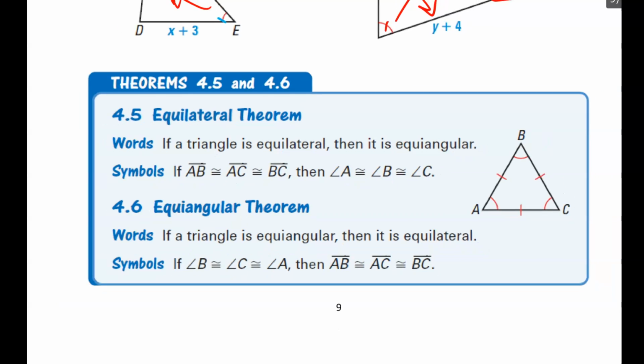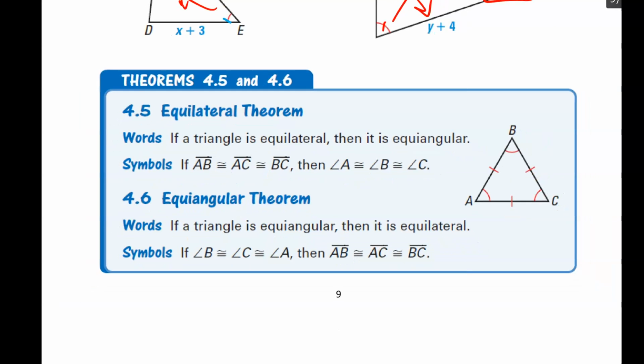Alright, theorems 4.5 and 4.6. The equilateral theorem. If a triangle is equilateral, then it's equiangular. So equilateral means all sides are the same length. Equiangular means all angles are congruent.